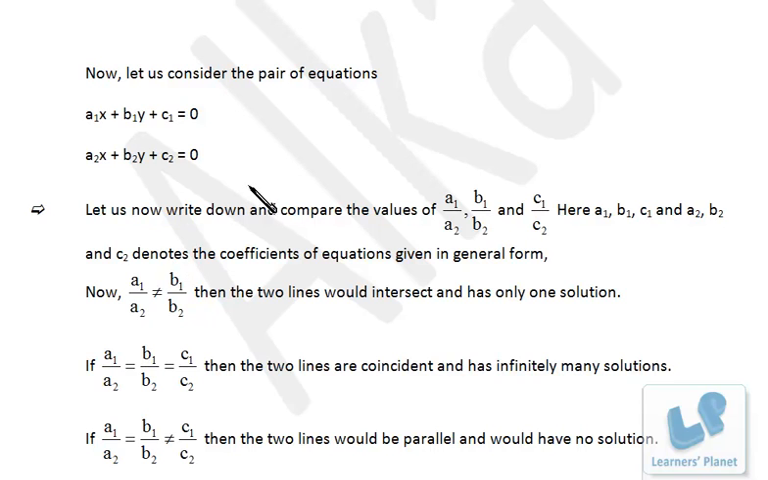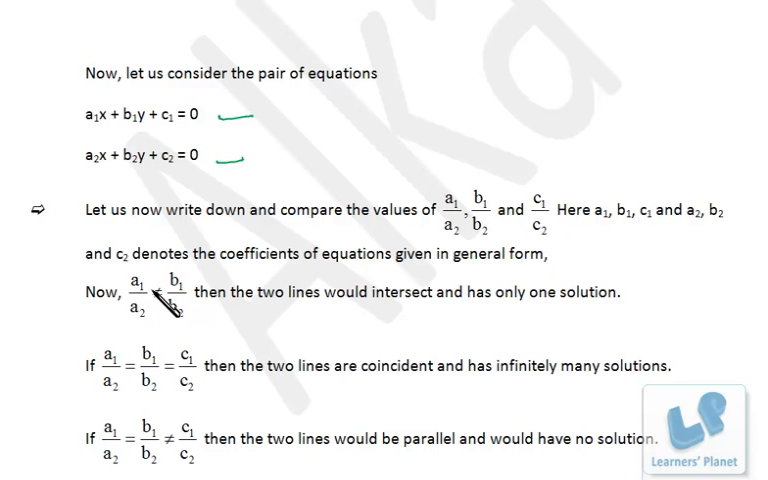Now suppose we have two equations, that is a1x plus b1y plus c1 is equal to 0 and a2x plus b2y plus c2 is equal to 0. So we have one set of equations. Here a1 is the coefficient of x, a2 is also the coefficient of x for the other equation. b1 and b2 are coefficients of y, and c1, c2 are constant terms. So by looking at the coefficients, we can come to know whether the system of equations has a unique solution, infinite solutions, or no solutions at all.